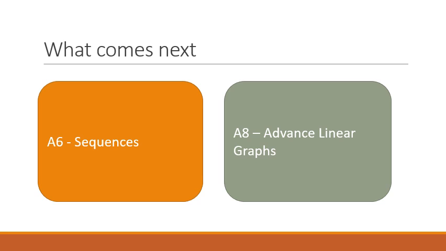So what comes next? Well, following straight on from this unit is A6 sequences. In that unit you look at the patterns of numbers, and this is quite closely related to graphs and linear equations. Following later on, in A8, we go into a little bit more detail about linear graphs and you look more at the parallel lines but also perpendicular lines as well.